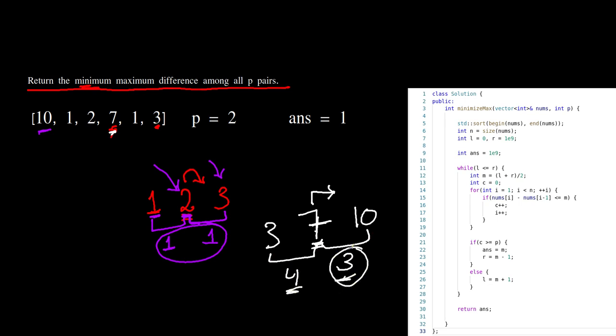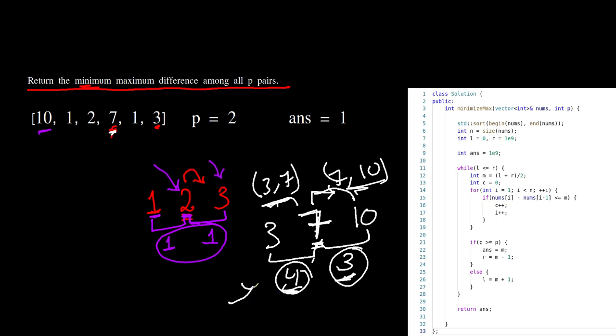So these are the minimum possible differences for pairs that 7 can be part of. In this case the pairs are 7 and 10, and on this side 3 and 7. So 3 and 7 give us 4, 7 and 10 give us 3, and these are the minimum possible differences. Now if you try to take any other value, it will be greater than or equal to these values.